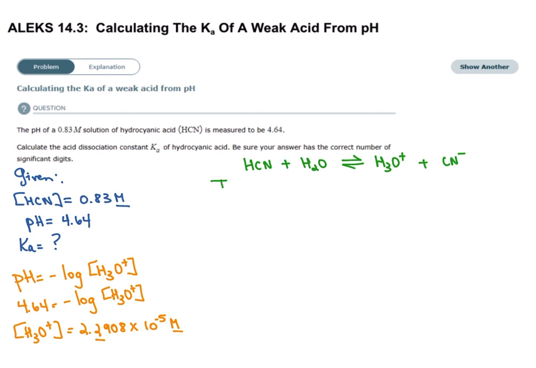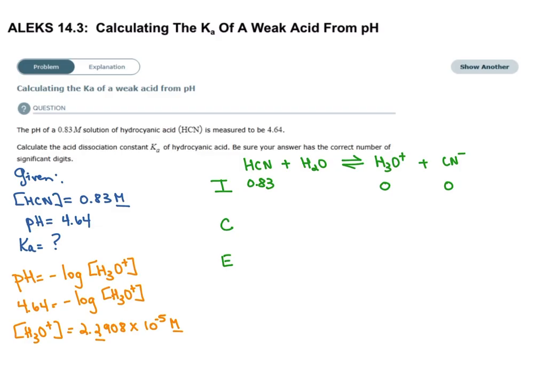So now I can go ahead and set up my ICE table. Initial, change, and equilibrium. They've given us the concentration of HCN, but this is only a formal concentration. It doesn't account for any of the equilibrium changes. So in other words, this is going to be considered my initial concentration for HCN. In our Ka expression, we don't include water because it's a liquid, so we don't have to do anything for water. For H3O+, initially we have very little or 0 H3O+ and 0 CN-.